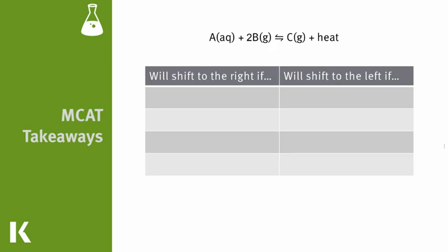In this video, we looked at the different factors that cause reactions to change in order to reach equilibrium once again when an external stressor has been applied to the system. The reaction will shift towards the products in an exothermic reaction if we add either of the reactants A or B, or take away the product C.